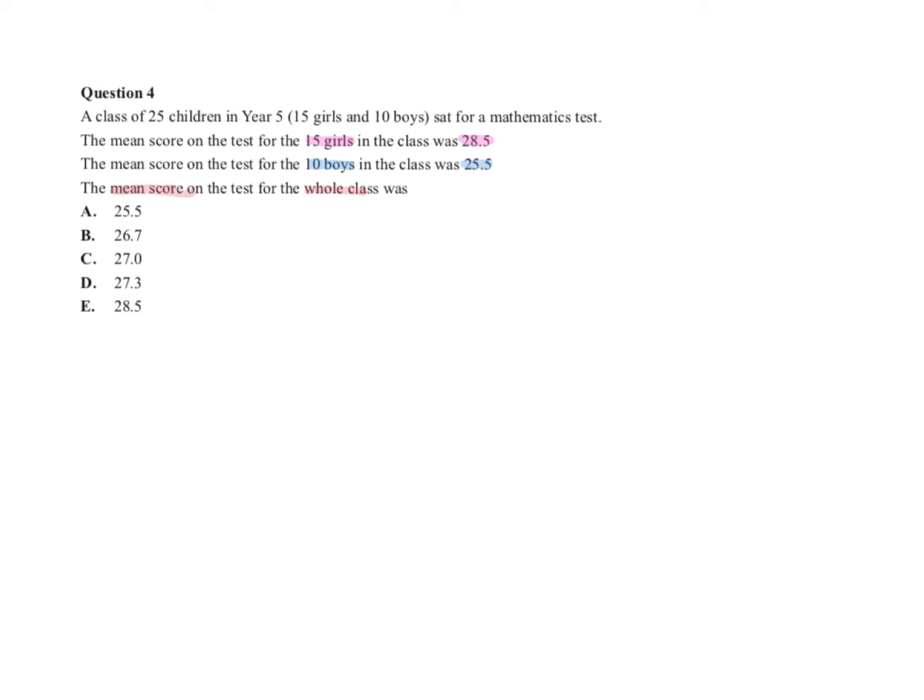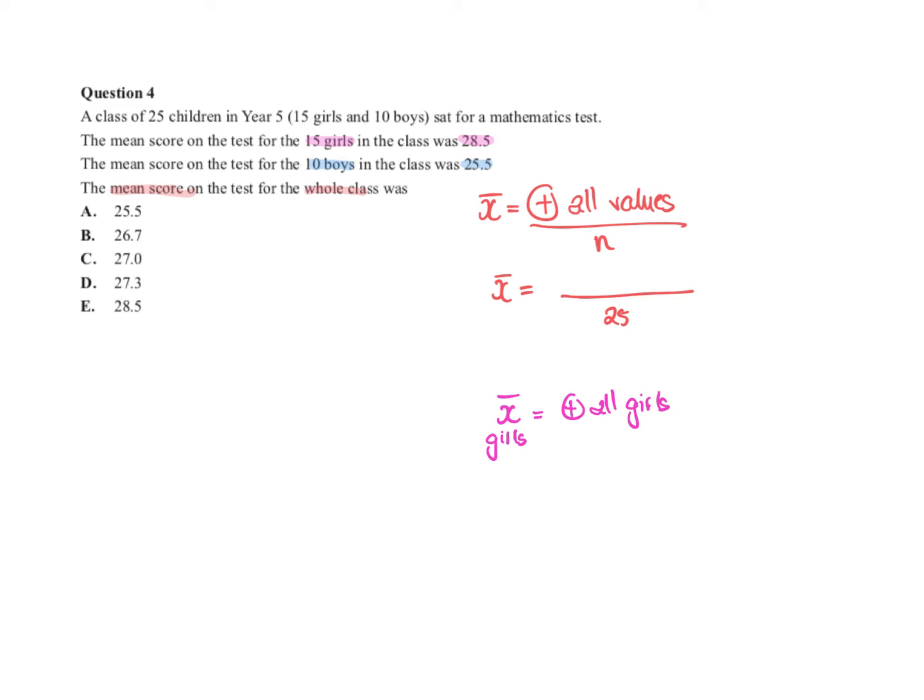So if you write out the formula for the mean, what you actually do is you add all the values up and you divide by the number there is. So when we're trying to find the mean, well, we know there's 25. So we need all their values added up. If you have a look though, we did have the mean for the girls separately. So that would be add up all the girls and then divide by 15.